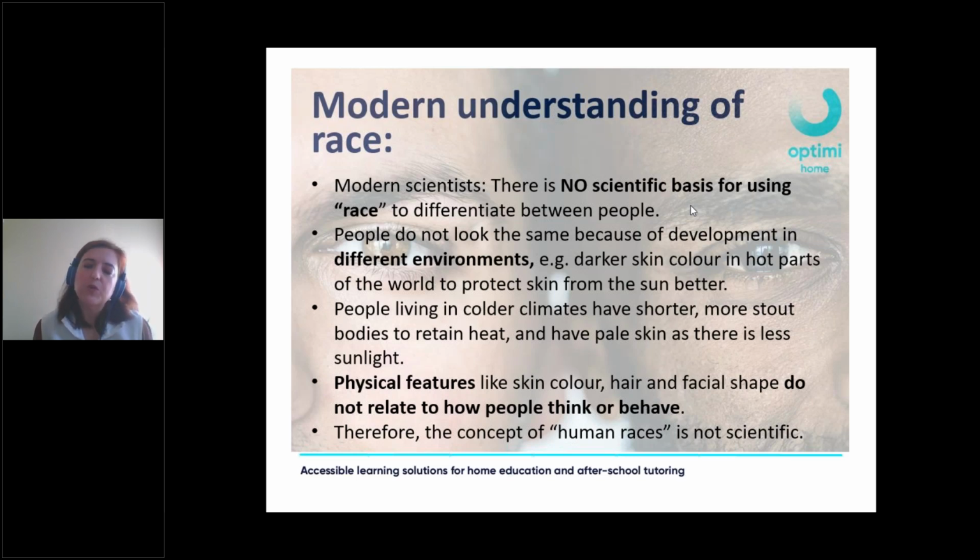There's some sort of evolution that took place, that people adapt in accordance with the environment and the situations there. Now, the modern scientists would also say that people living in colder climates have shorter, more stout bodies to retain heat and have pale skin as there is less sunlight. So they don't need a darker skin tone to prevent sun rays burning their skin, and that is why they have paler skin in these areas.